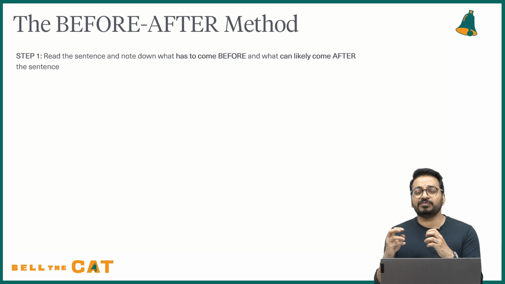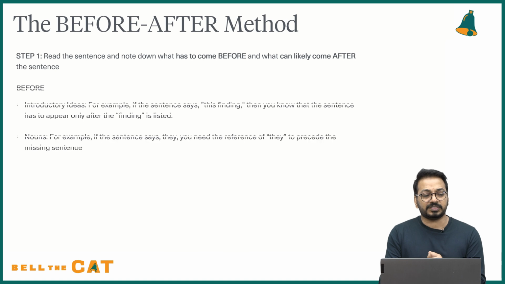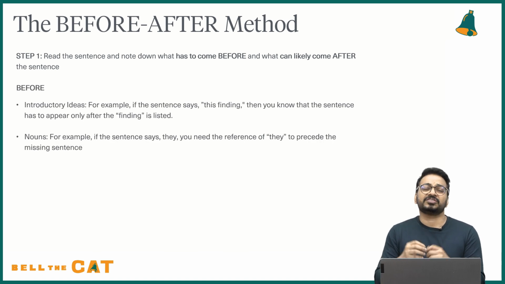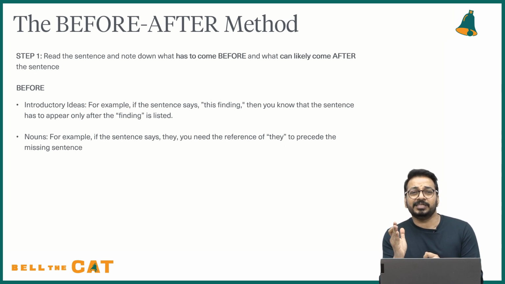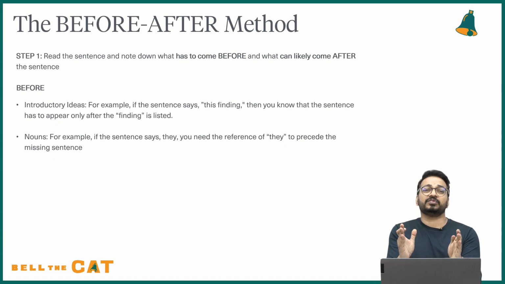So you're reading a sentence. The sentence will give you some clue or the other. Before this sentence comes, I need to at least have this information. For example, some sort of an introductory idea, where a sentence says, this finding will tell us that this one. But what is this finding? What is that this referring to, right? So always read that sentence. Every single word or every single phrase part of the sentence, you need to have that full information before this sentence comes.